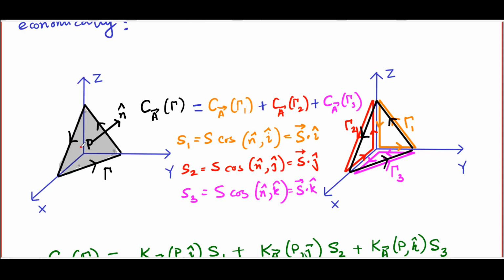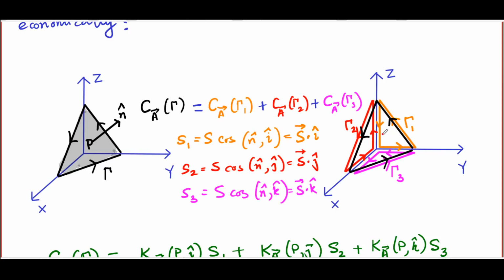Now, it is very easy to see that the circulation of a vector field A about gamma is actually going to be the sum of CA about gamma 1, CA about gamma 2, and CA about gamma 3. Of course, when you take these three loops individually, you have these three faces of my triangular loop, but you also have this line extra, this part extra, and this part extra.